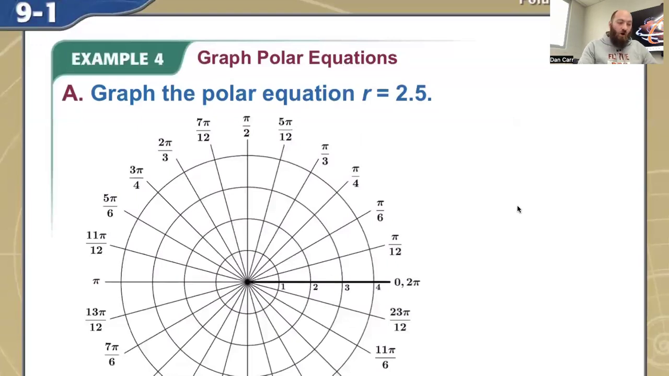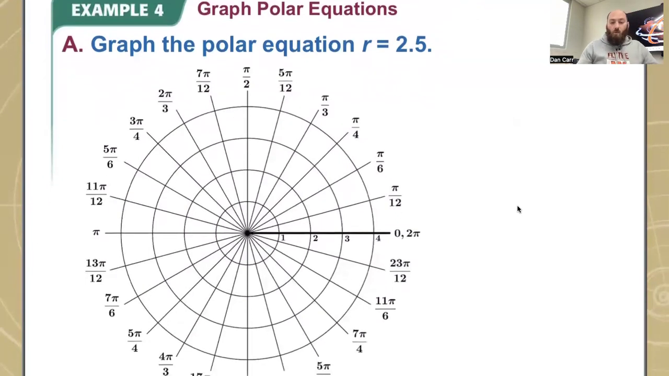Graphing our polar equation r equals 2.5. Think of r being basically a radius. So if I think about it on here, we're trying to represent all the possibilities where r is equal to 2.5. And there's a lot. So obviously on the polar axis, we can go right here. That's our first spot, but I can also go anywhere I want as long as it's at 2.5.